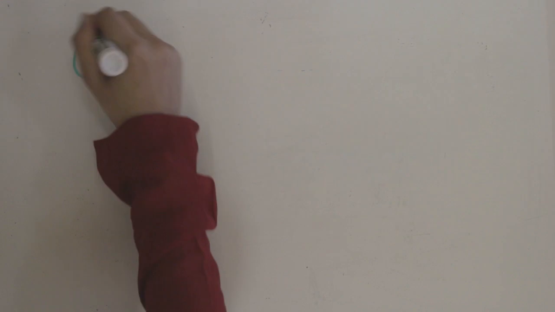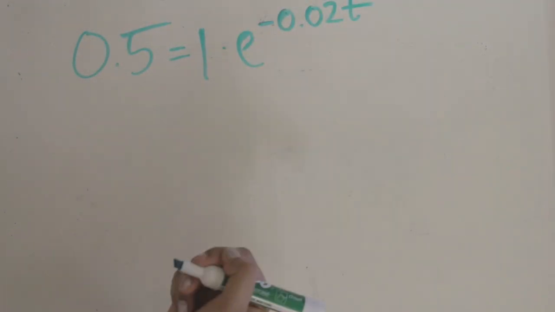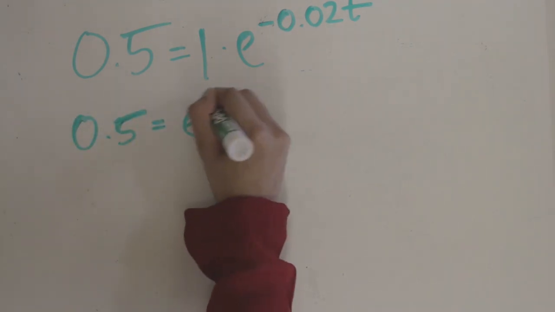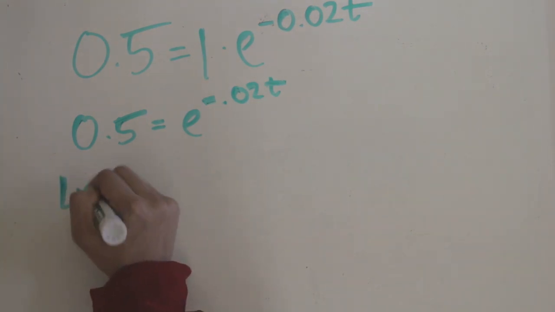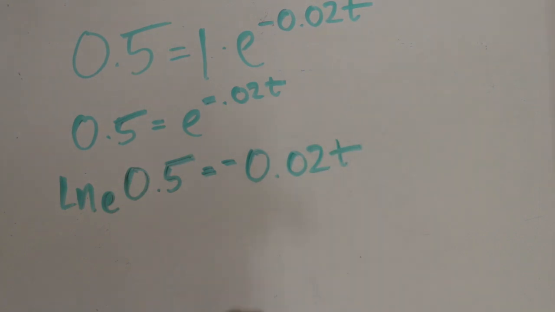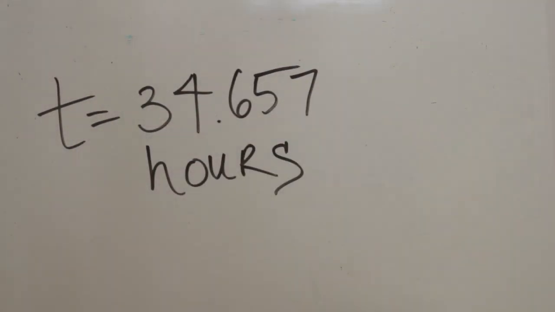So it's 0.5 equals 1 times e to the negative 0.02 t, and then we can just take out the 1, so it's 0.5 equals e to the negative 0.02 t. So you write it in natural log notation: natural log 0.5 equals negative 0.02 t. You plug everything into your calculator, and you get t as 34.657 hours. So the answer to the problem is that after 34.657 hours, half of the body will be left.